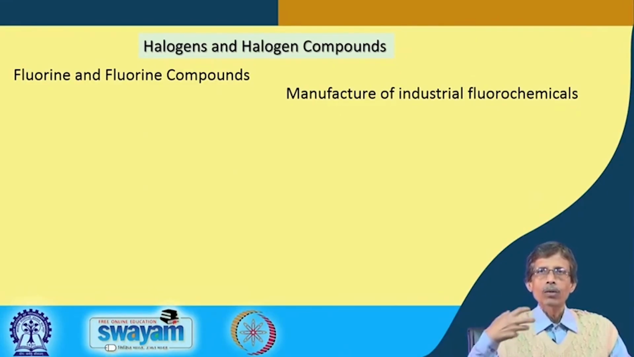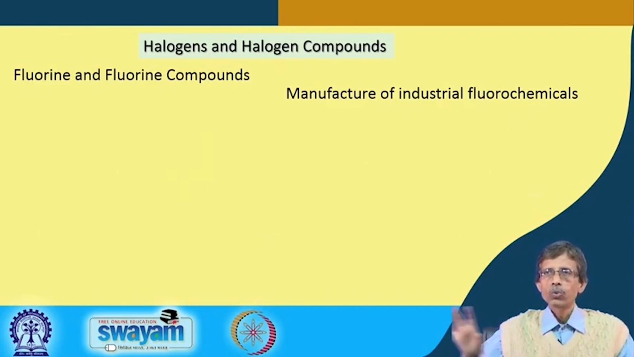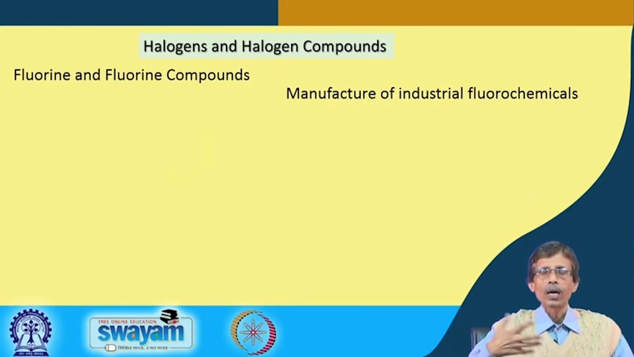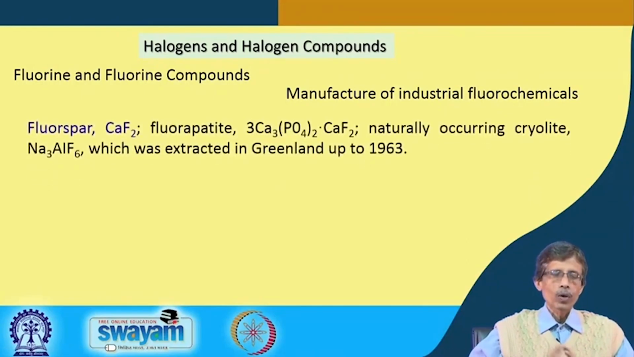as all the time we are focusing our attention on what raw material you have, the naturally available raw material in your hand, because the country should have a good source of those raw materials, otherwise you cannot compete industrially with those companies producing at a very low cost. So, manufacture of industrial fluorochemicals. The general terminology we use for industrially important chemicals where fluorine is a constituent is fluorochemical.